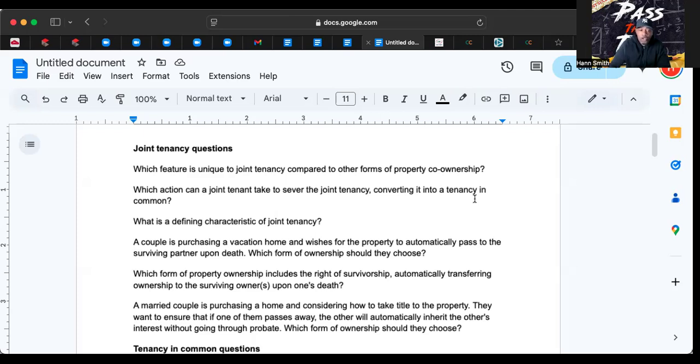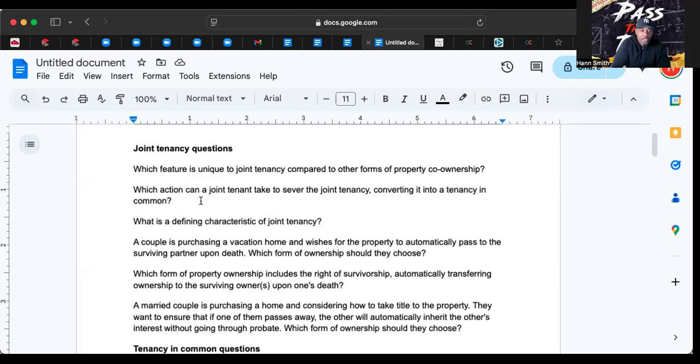So they may ask you, what is the defining characteristic of joint tenancy? Up here, they ask you, what is the unique feature of joint tenancy? But if you answer enough questions and do enough deep research about joint tenancy, those things will stick in your head.